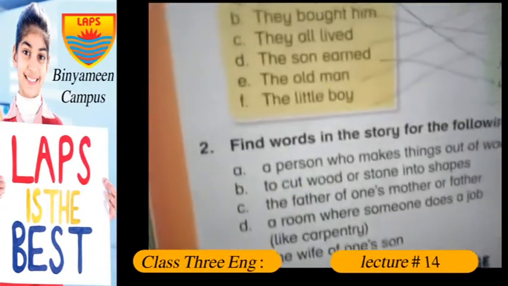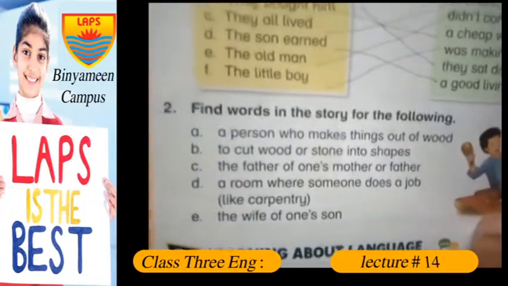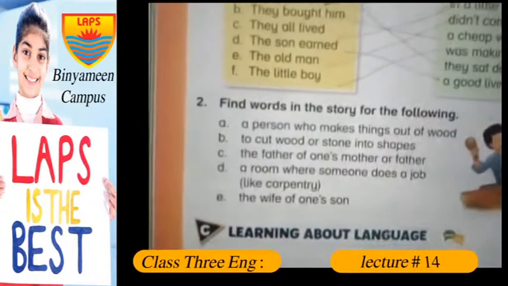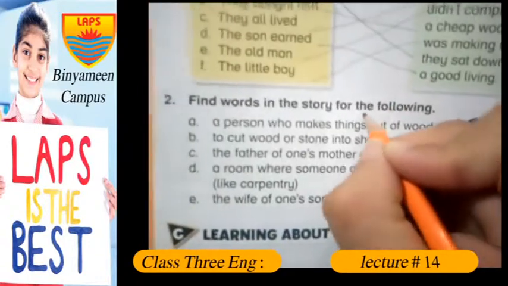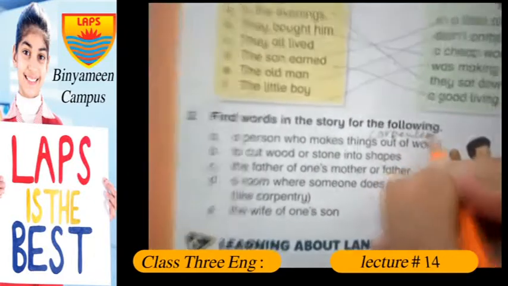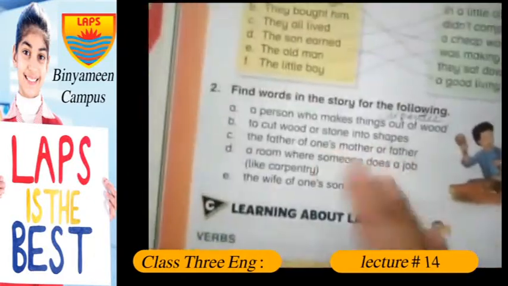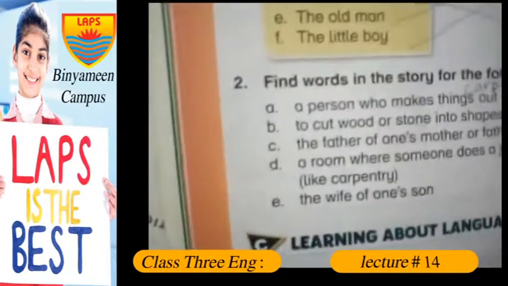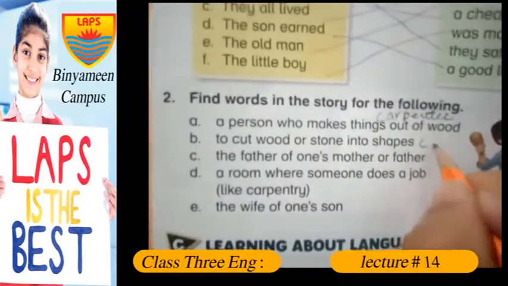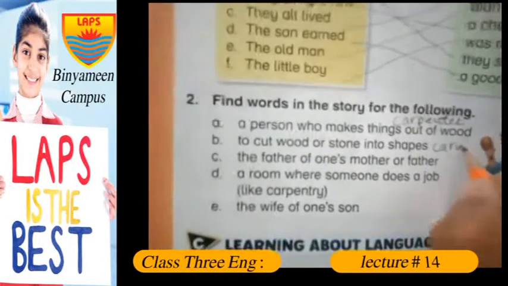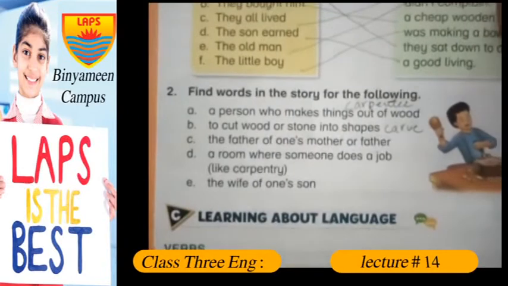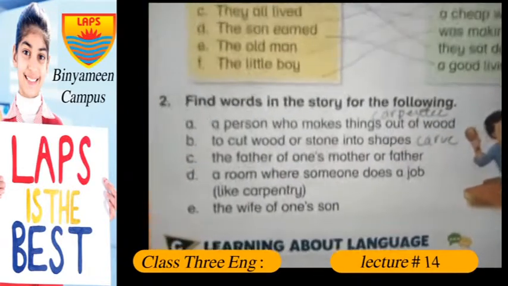And the first statement here says, a person who makes things out of wood. The person who makes things out of wood is actually a carpenter. Carpenter word is actually given in the story. The father of the boy was a carpenter. And to cut wood or stone into shapes, the word for this statement is carve. When you carve them, you give them shapes to hard objects like wood and stone.